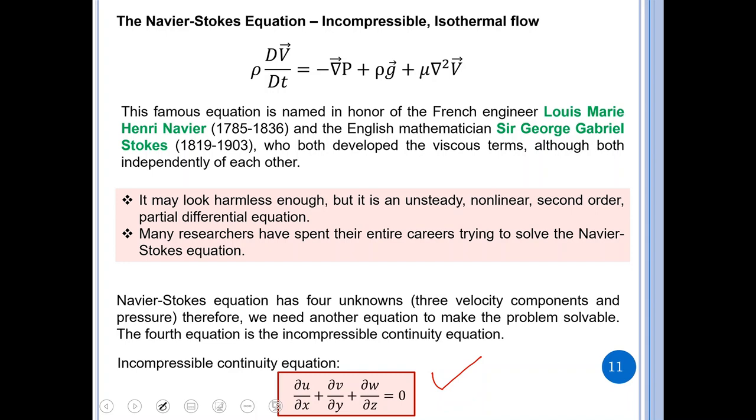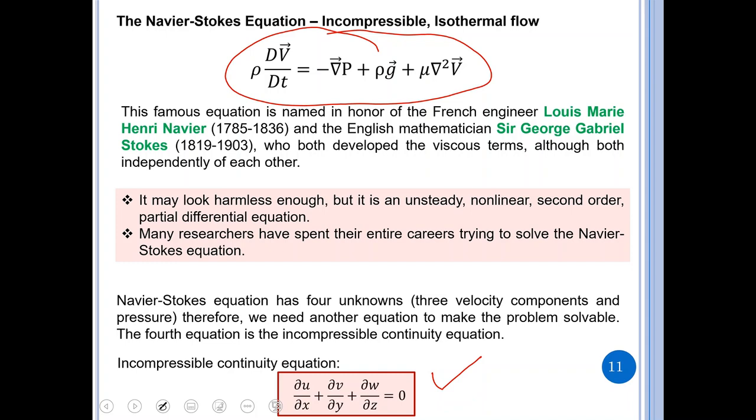So this is the Navier-Stokes equation in the compact form. This equation is named in honor of the French engineer Louis-Marie Henri Navier and the English mathematician Sir George Gabriel Stokes. They both developed this equation independently, and then this equation was named after them. Now this equation looks harmless. You just need three velocity components and pressure, and you can couple this with the continuity equation to solve it. It looks quite harmless.